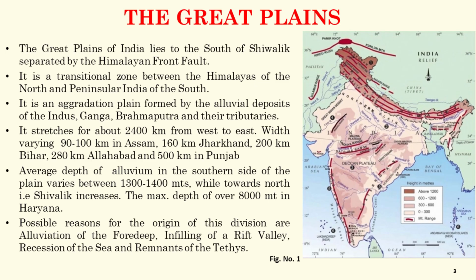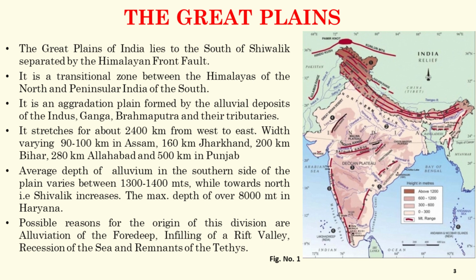We could see here in India's relief that the Great Plains lie south of the Shivalik range, that is the outer range of the Himalaya, and are separated from the Himalaya by the HFF, Himalayan Front Fault. It is a transitional zone. The northern plain is a transitional zone between the Himalayas of the north and the peninsula of the south. It is a gradational plain formed by alluvium deposits of the Indus, Ganga, Brahmaputra and their tributaries.